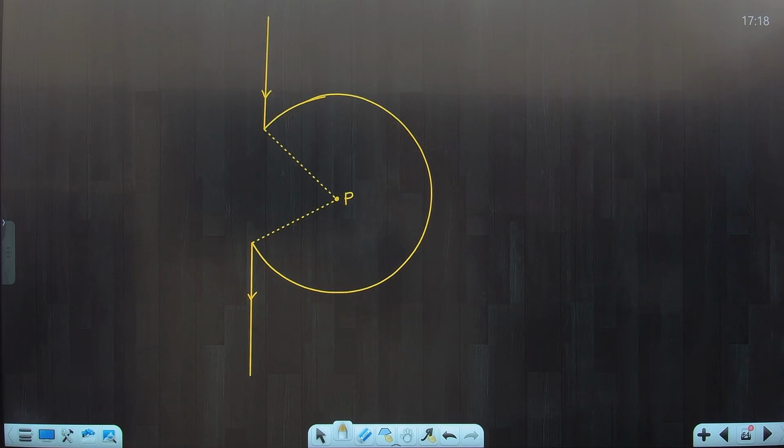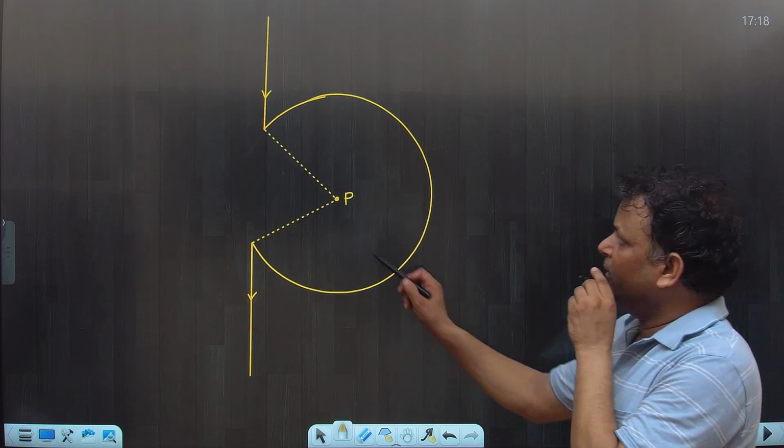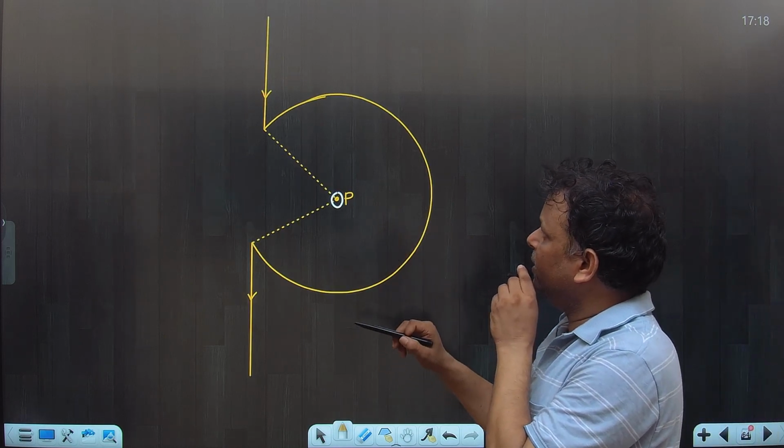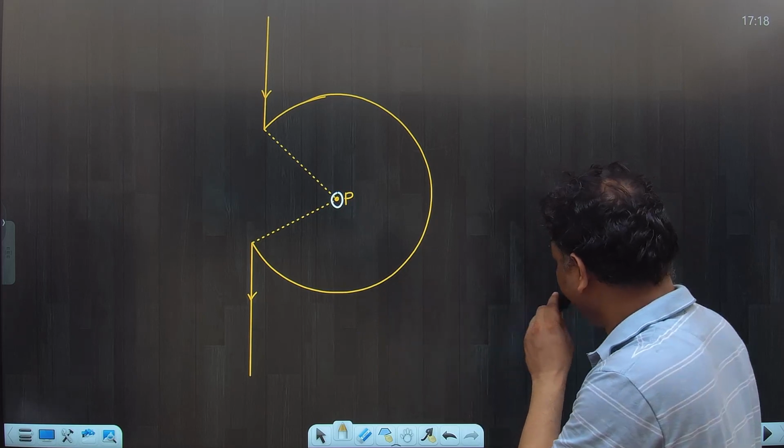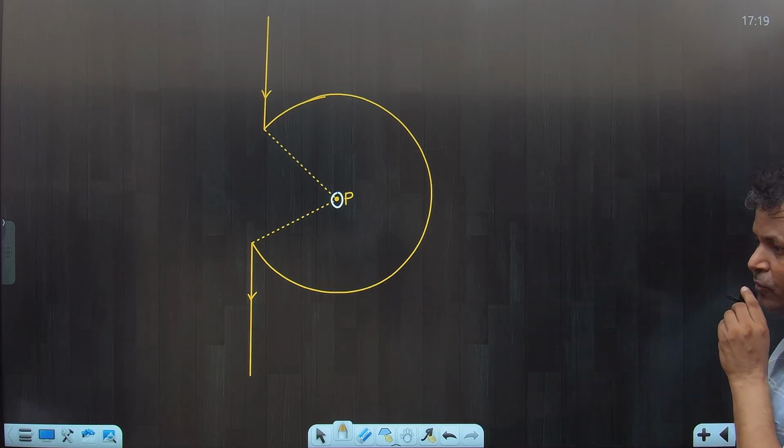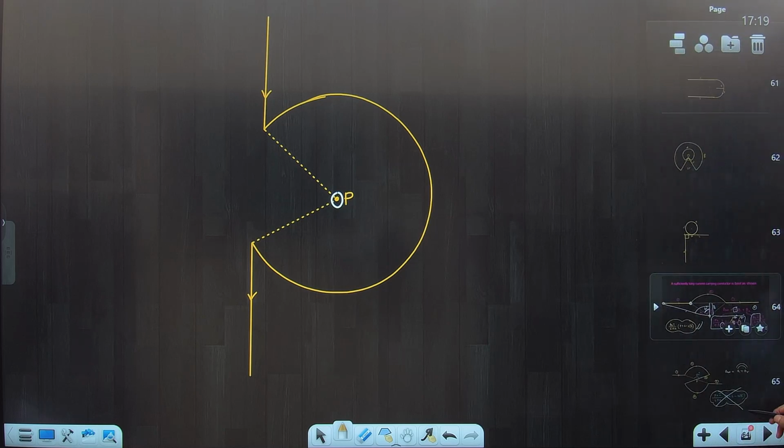Now you come to the last problem, right? Here you find the magnetic field at point P. I think I have done it earlier, so we should end here. I will make two more lectures on this.